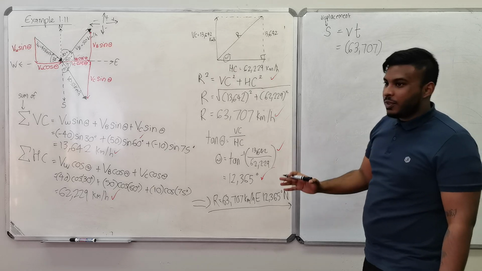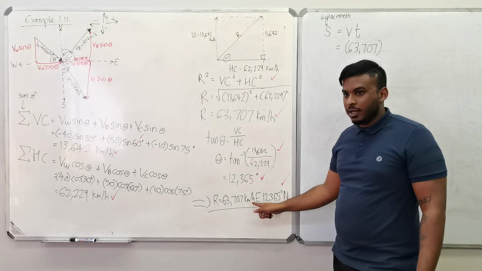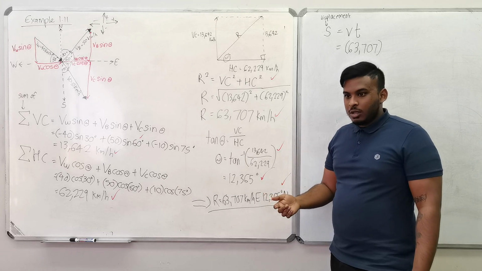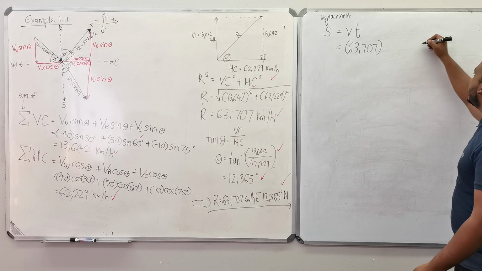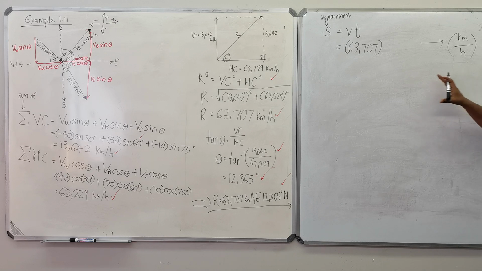63.707. Remember that your units have to be the same when you do multiplication. If this was meters per second, and they gave you 2 hours, you would have to convert. Your velocity is in kilometers per hour, so to cancel it off, whatever time you multiply by must also be in hours.